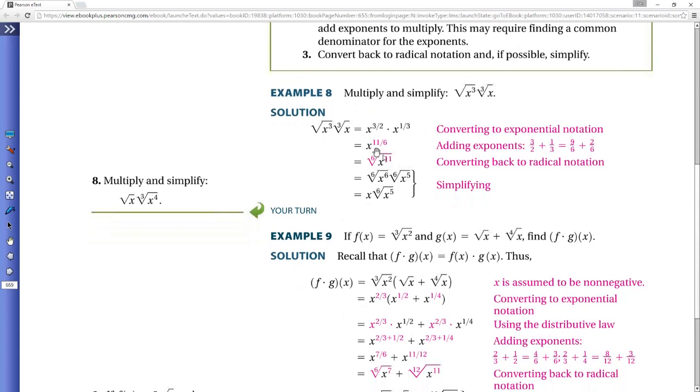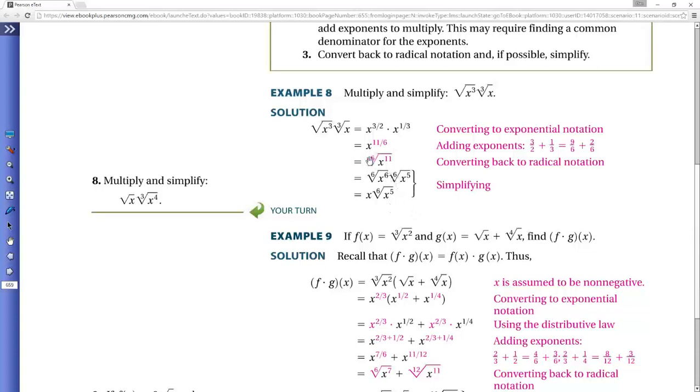So what does that mean in going the other way? The fraction is the denominator is your index, and this is your power when you put it in this form. So this is a 6th root of x to the 11th power. Now, we can simplify that. In fact, I'm pretty sure the book's going to show us this too.